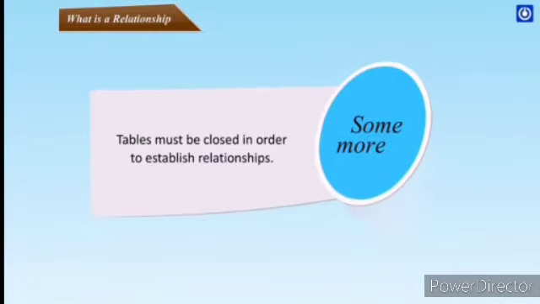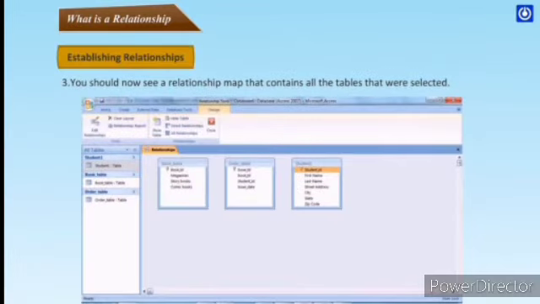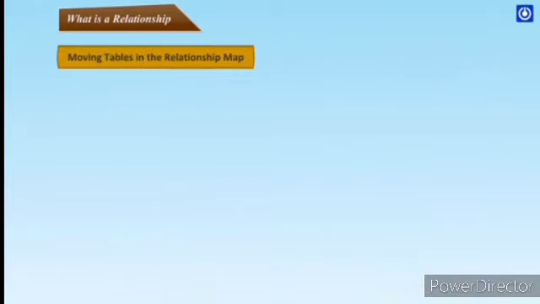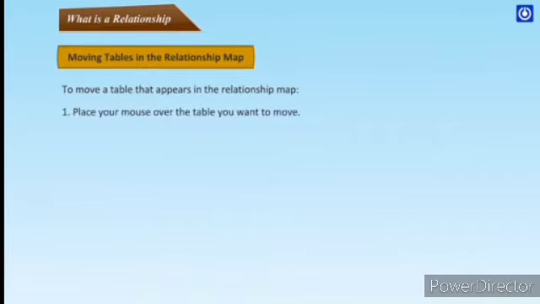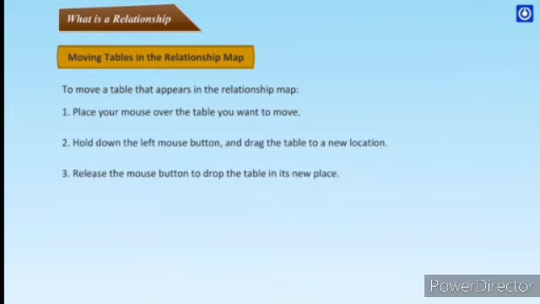Some more: tables must be closed in order to establish relationships. You should now see a relationship map that contains all the tables that were selected. Moving tables in the relationship map. To move a table that appears in the relationship map, place your mouse over the table you want to move. Hold down the left mouse button and drag the table to a new location. Release the mouse button to drop the table in its new place.